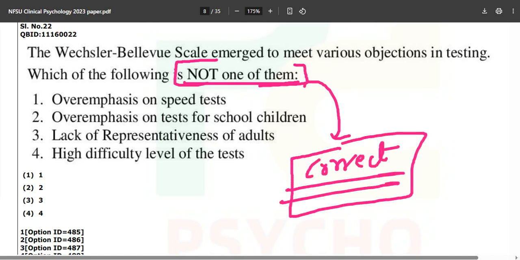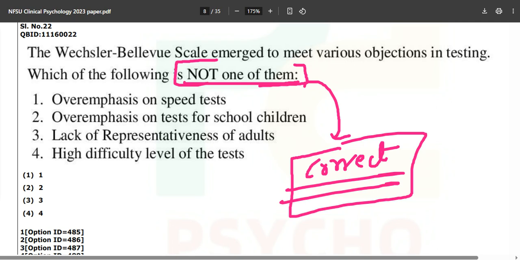Okay, the Wechsler-Bellevue scale emerged. It came up to meet various objections in testing. There were objections in testing, and to meet that this WBS came up. Which of the following is not one of them? Overemphasis on speed test, overemphasis on test for school children, and lack of representativeness of adults.